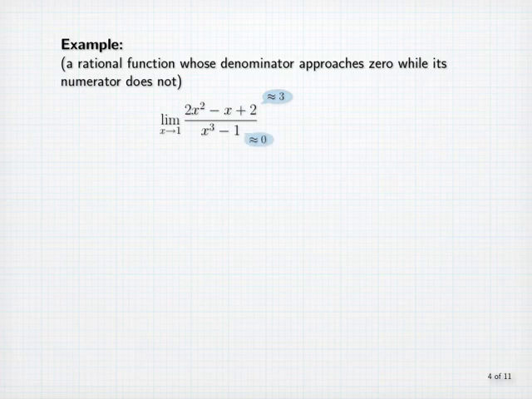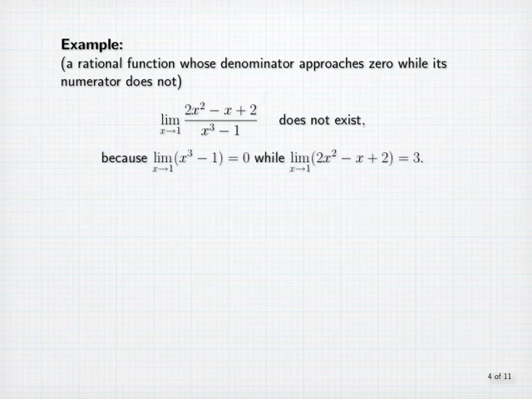So when x is close to 1, we're dividing something close to 3 by a very small number, which will produce a very large value. And the closer x is to 1, the larger those values will be. Therefore, the limit as x approaches 1 of this rational function does not exist. And this is all because the limit of the denominator is 0, while the limit of the numerator is not 0. Can we say something about one-sided limits here?